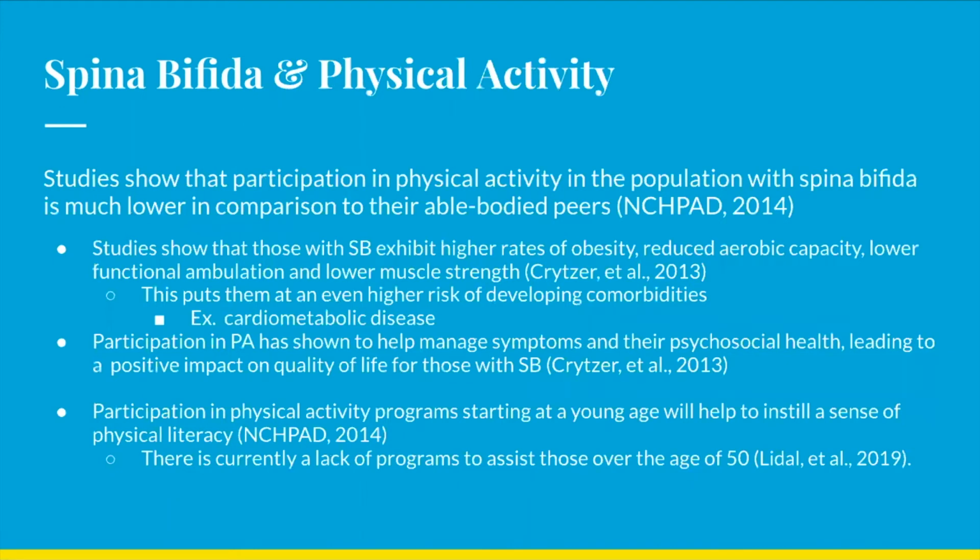Now, how does this relate back to physical activity? Well, studies have shown that participation in physical activity in the population of those with spina bifida is much lower in comparison to those of their able-bodied peers. It's also been shown that those with spina bifida exhibit higher rates of obesity, reduced aerobic capacity, lower functional ambulation, as well as lower muscle strength. Now, all this puts them at a high risk of developing comorbidities such as cardiometabolic disease.